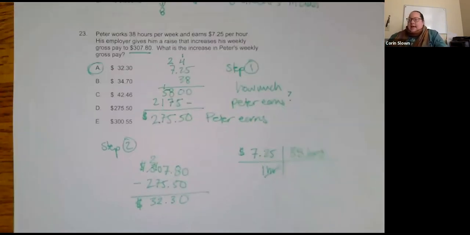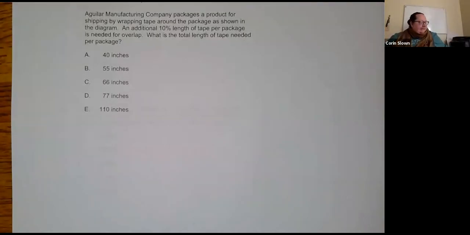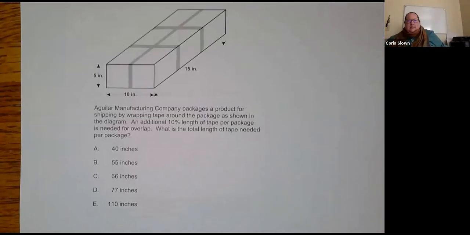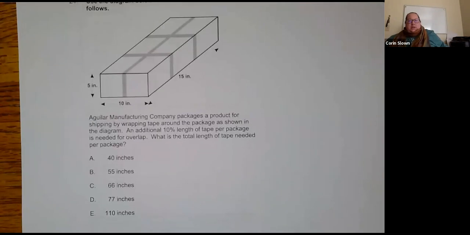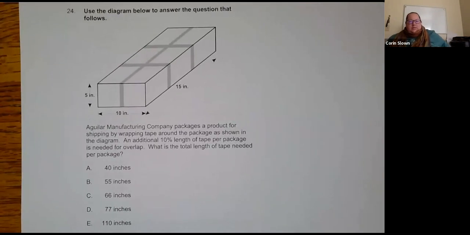Let's take a look at problem 24. We're going to use the diagram below to answer the question that follows. So Aguilar Manufacturing Company packages a product for shipping by wrapping tape around the package as shown in the diagram. An additional 10% length of tape per package is needed for overlap. What is the total length of tape needed per package? Okay. This is a problem where taking a look at the diagram really matters.